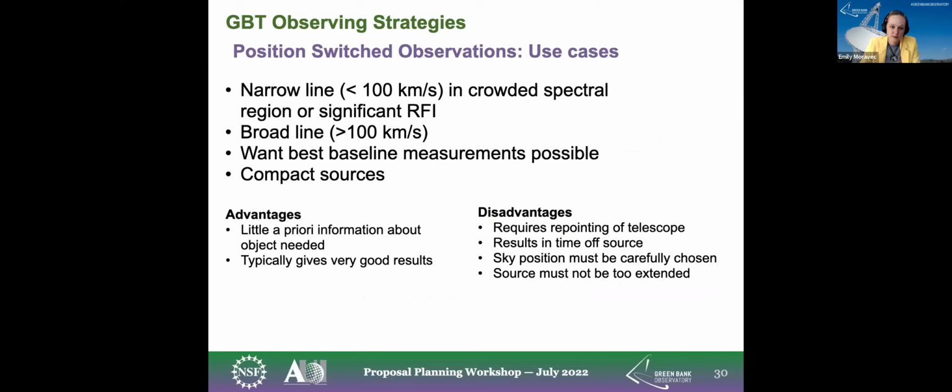So when would you want to use position switching? Well, this is a time when you might want to use this: you have a crowded spectral region or significant RFI. So you would want to be able to really make a good off source and reference data. And you can also use it for broad line observing, because if you were to frequency switch a broad line, it could shift it out of the bandwidth. And this is a good way to get the best baseline measurements possible. It's good for observing compact sources as well. What's great about this is you don't have to know the redshift of your object. It typically gives really good results.